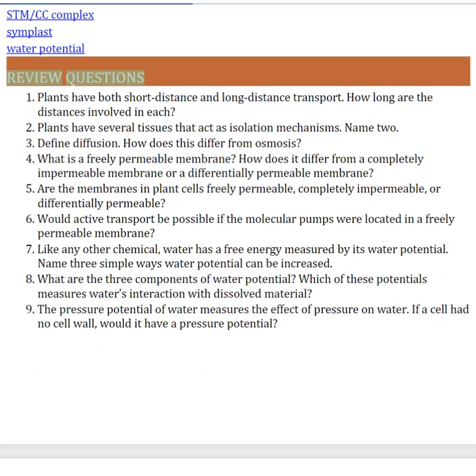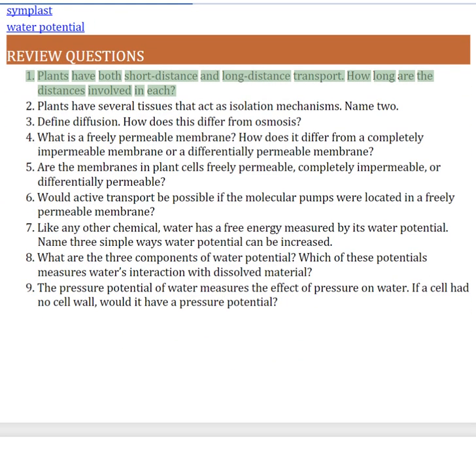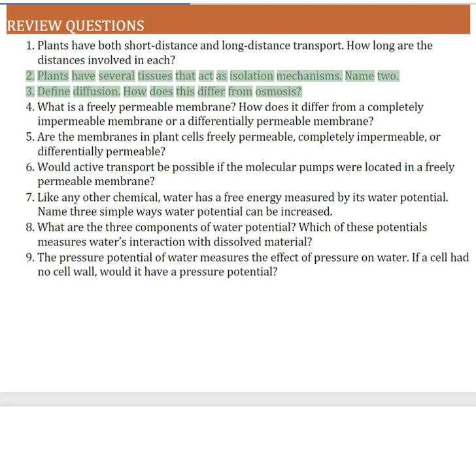Review questions. 1. Plants have both short-distance and long-distance transport. How long are the distances involved in each? 2. Plants have several tissues that act as isolation mechanisms. Name 2. 3. Define diffusion. How does this differ from osmosis?